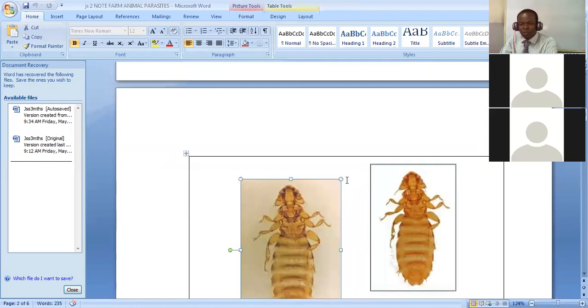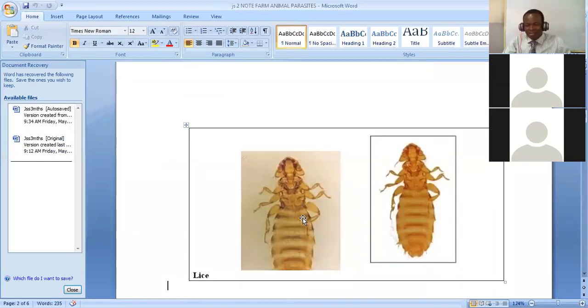Now the next one I'm showing you is louse, plural, lice. Look at the picture very well. I want you to get very familiar with this picture because in your GS3 questions, especially NECO questions, pictures come out. So you will be able to identify whichever picture comes out under any question. Now, these two pictures are lice. You can see the spelling there.